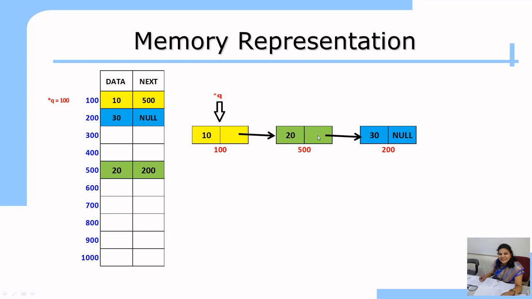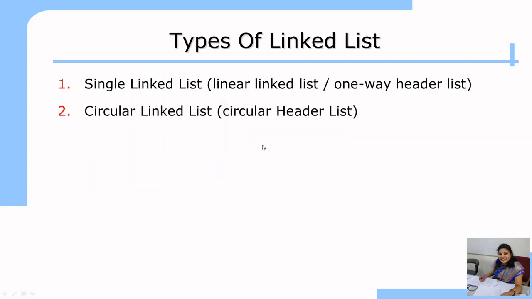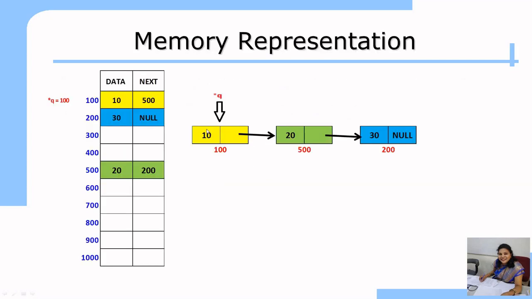So here we store 200. Link part of the last node, 30 node, contains address of the next node. Since there is no next node, it contains the null value. It denotes the end of the linked list. So how does this linked list store in memory? See here, we can see that the addresses are not in sequence. There is a 100 address gap between each and every location.